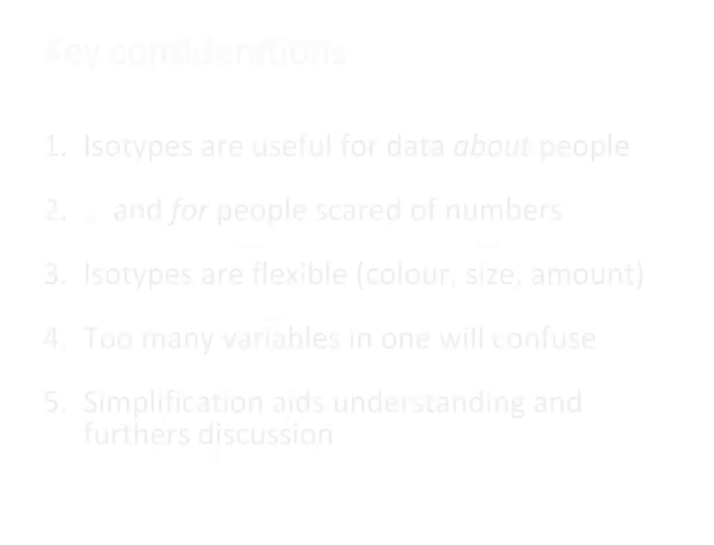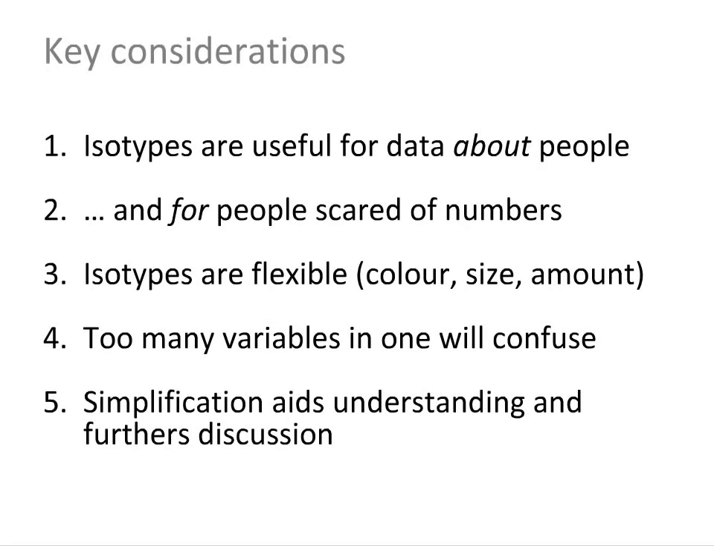So key considerations that we had there is that isotypes are useful for data about people, and it's really useful for people who are scared of numbers. And they carry a certain flexibility with colour, size, against each other, and the amount you put up next to each other as well. Also, we learned that too many variables in one will just confuse, so simplify by just telling one story at a time.